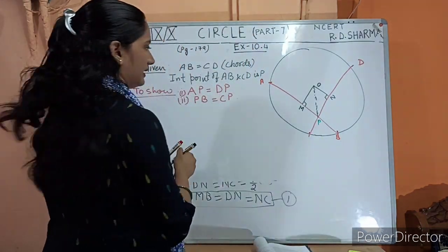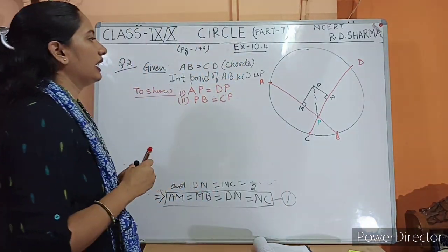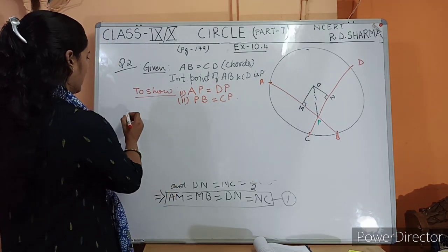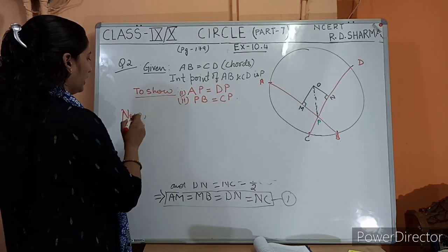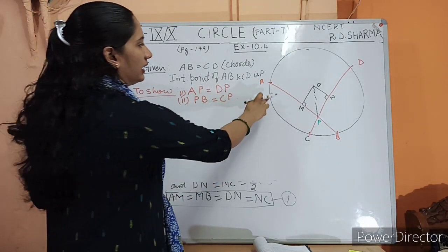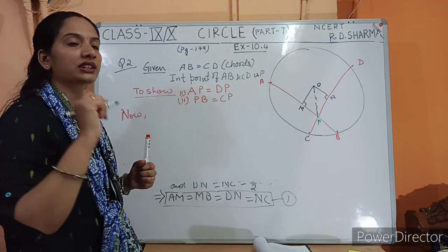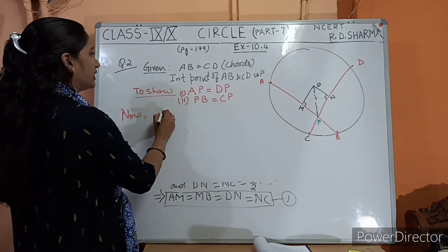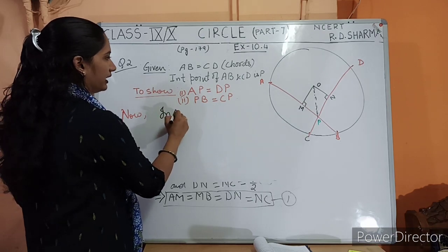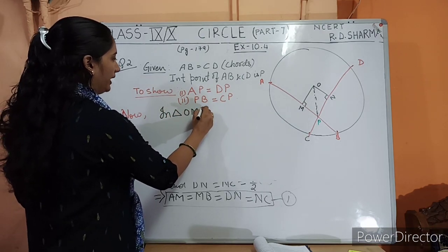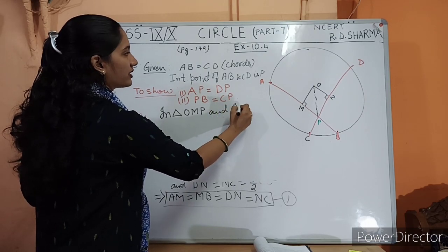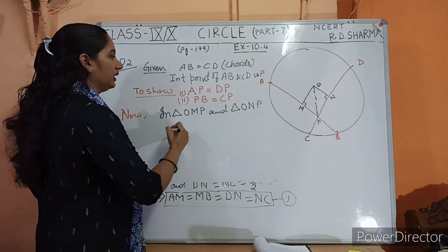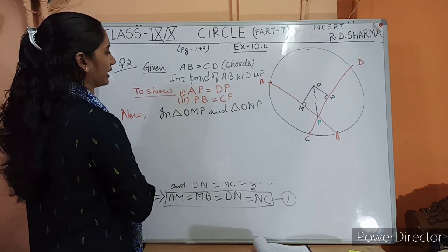Okay, this is C. Now children, just one more theorem we know, एक और theorem है, that equal chords are always equidistant from the center. This property also we are going to use. Now you need to take the triangle OMP and check out the triangle ONP. In these two triangles, what are the things by which we can show these two triangles are congruent?